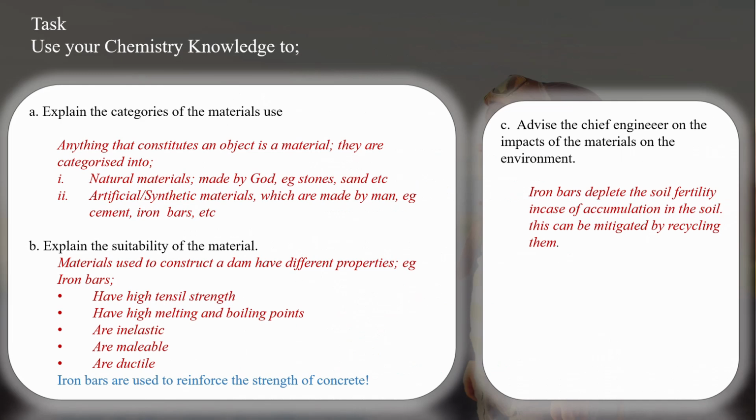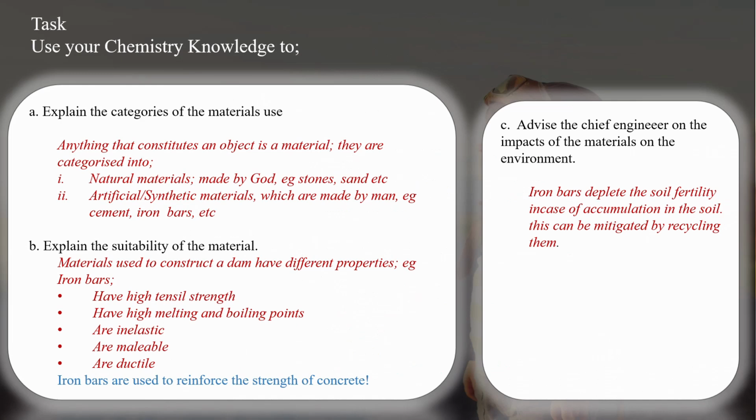So it means when you're giving properties, the properties that you're going to give are going to reflect the example you have given in the first part. Now, if for this situation I picked artificial or synthetic materials, which are made by man, with examples like cement and iron bars, the suitabilities here I gave reflect the iron bars.